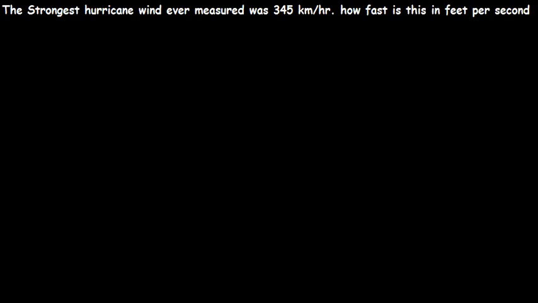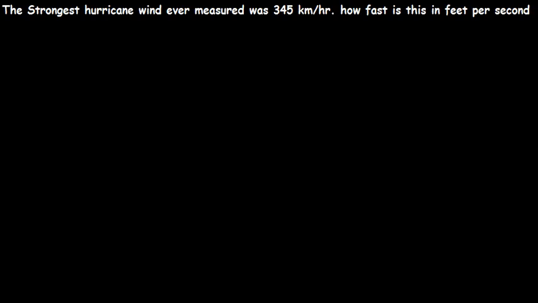In this video, we're going to be learning how to convert the hurricane wind speed from kilometers per hour to feet per second using the simple conversion factor. We'll also learn how to transform the measurement of the strongest hurricane wind ever recorded, which was 345 km per hour, into feet per second. I strongly advise you to follow step by step to master this conversion and gain a deeper understanding of wind speed measurement.